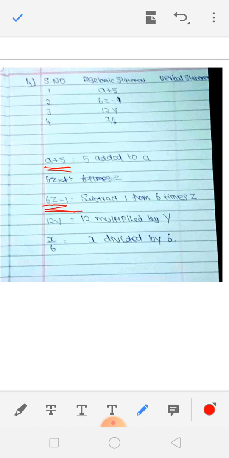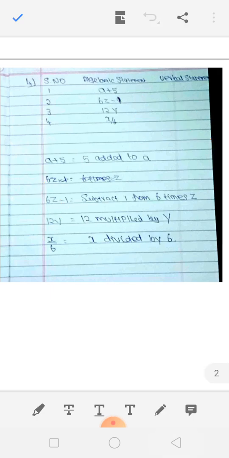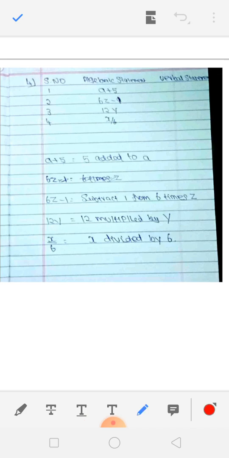There is the minus sign, which means subtraction. How can I write subtract? I want to subtract that 1 from that 6z. So I write: subtract 1 from 6z, meaning 6 times z, 6 into z. So subtract 1 from 6 times z.